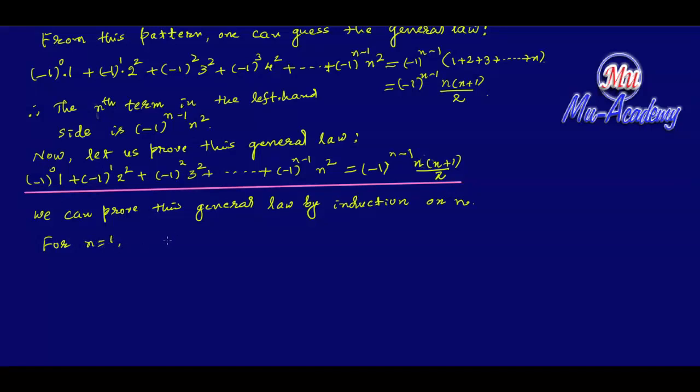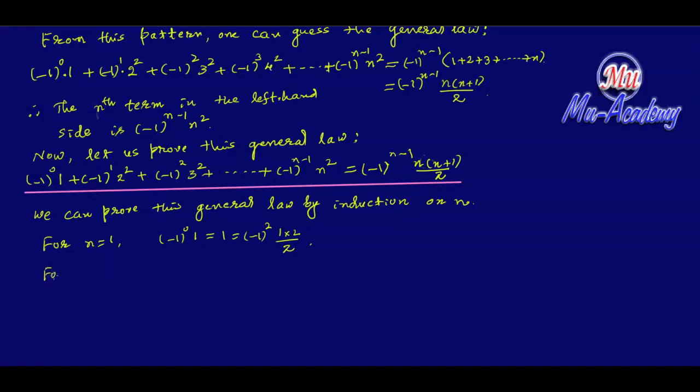which you can see here, minus 1 raised to 0 into 1 is equal to 1 itself, which you can write down as minus 1 into 0 into 1 into 2 by 2, so the result is true for n is equal to 1.